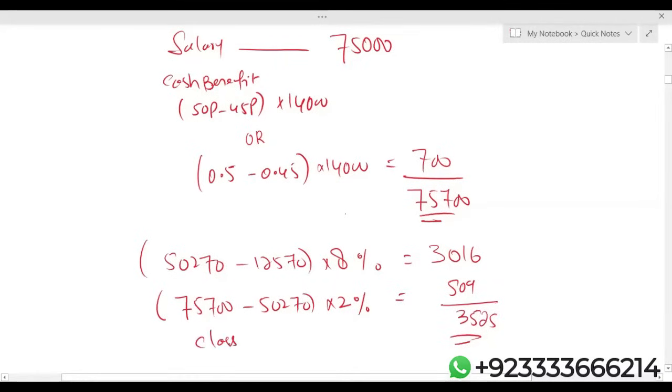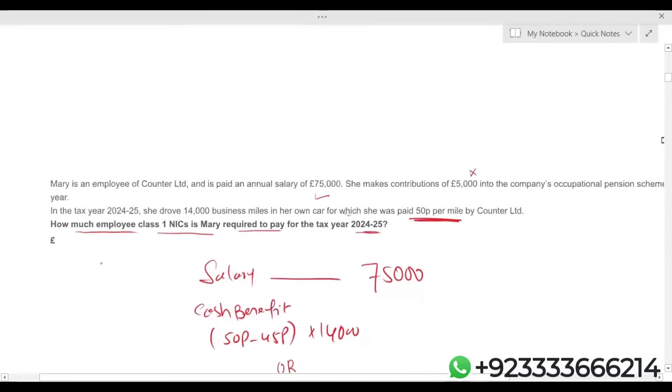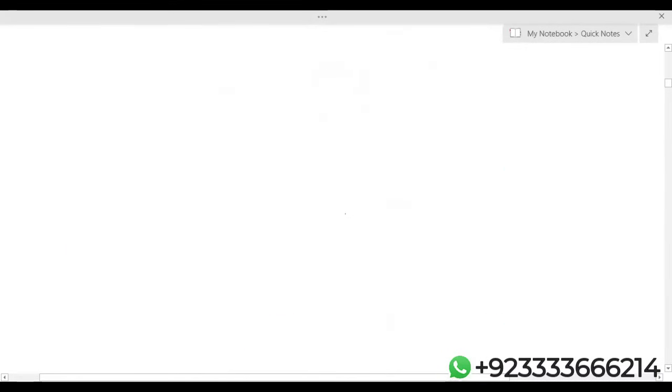So class 1 employee NIC. You have to write in the box 3,525.